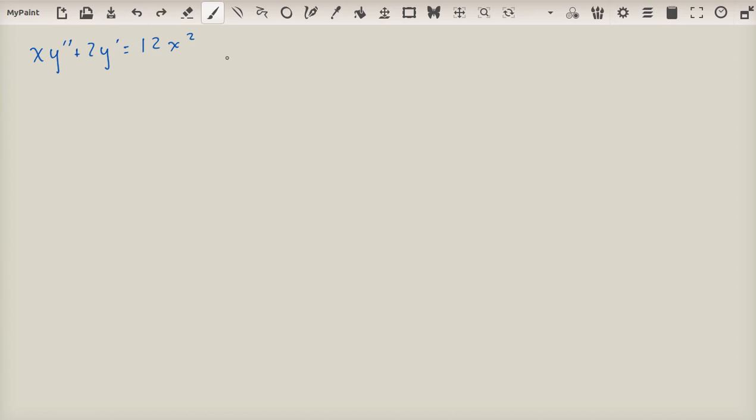Because we don't have a y on its own, our substitution is actually incredibly simple. So v is equal to y prime, and v prime is equal to y double prime. So we're just going to plug that substitution in. That means we've got x v prime plus 2v is equal to 12x squared. From there, we're going to divide the whole equation by x, which brings us to v prime plus 2v over x is equal to 12x.